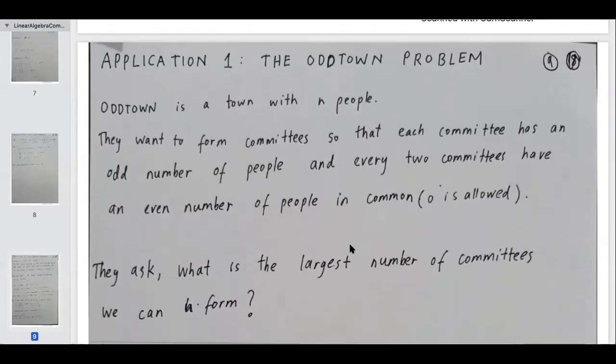So the odd town problem. Odd town is a town with n people, where n is some natural number, and they want to form committees so that each committee has an odd number of people, and every two committees have an even number of people in common. And zero is allowed, meaning that two committees may be disjoint. The intersection might be zero. And now they ask, what is the largest number of committees we can form?